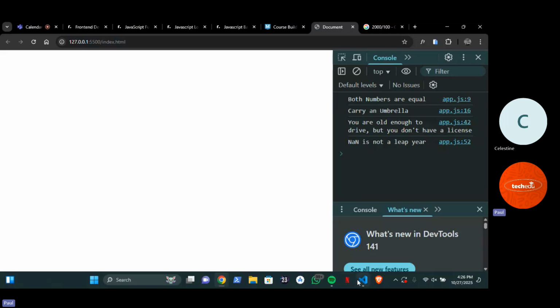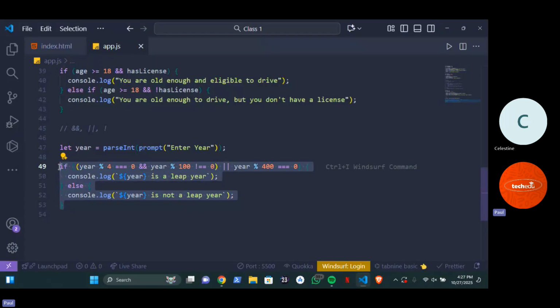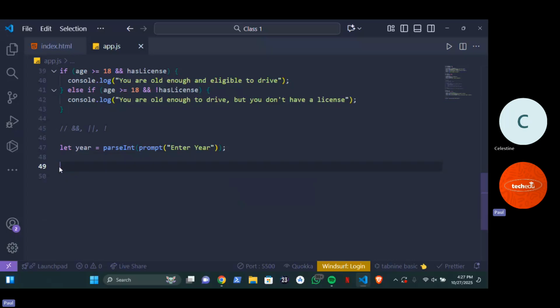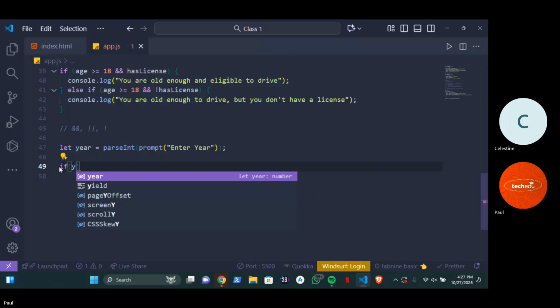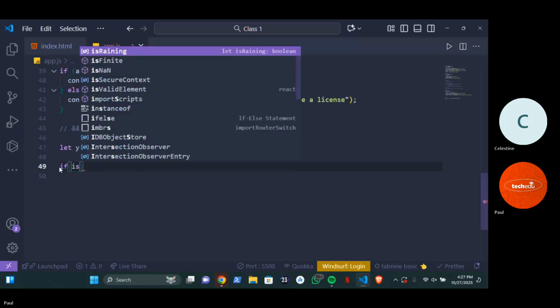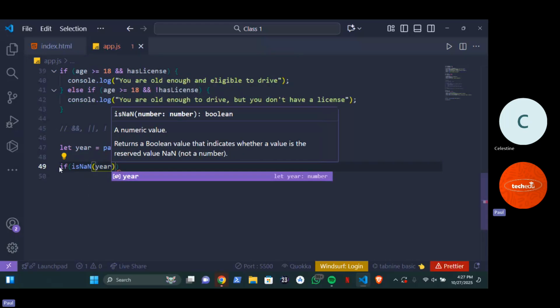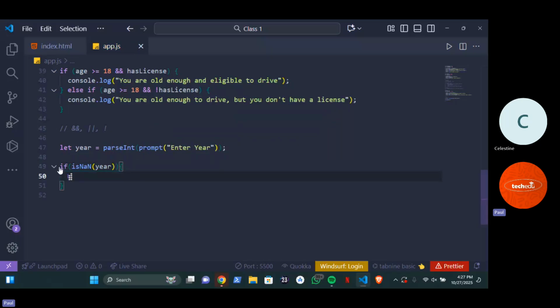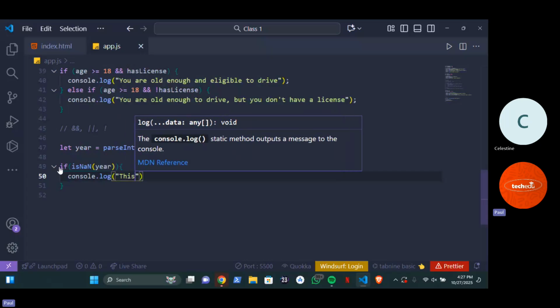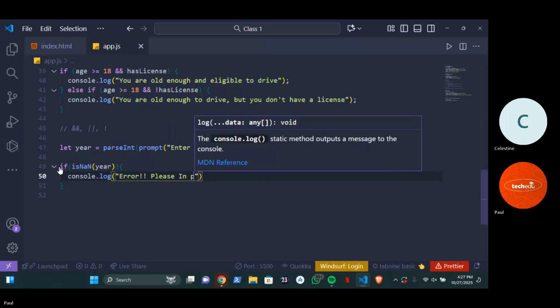That is why, first of all, I'm going to wrap this up. Control X. And I'm going to say if isNaN, that means if this here is not a number. Do you understand? What do you want? console.log error, input error. Please input a number.